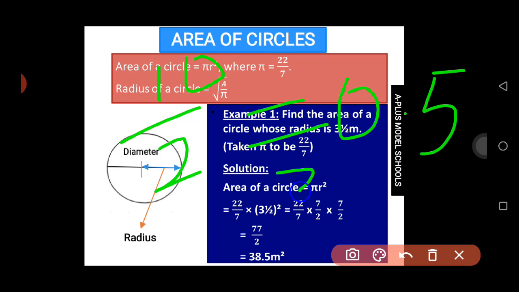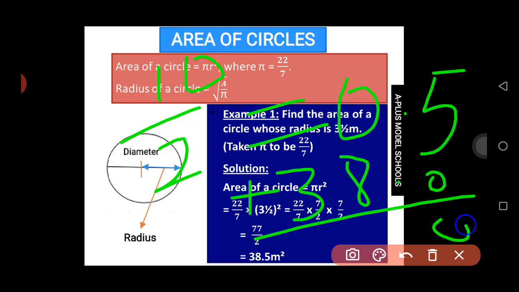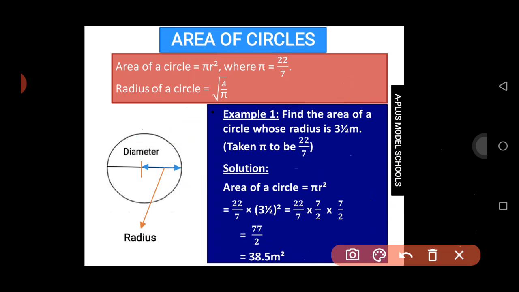Now plus 38.0. So 5 plus 0 will give you 5. Then the point, you return the point. 0 plus 8 will give you 8. Then 3 plus nothing here will give you 3. So our answer here is 38.5 meter square. So my area is 38.5 meter square.